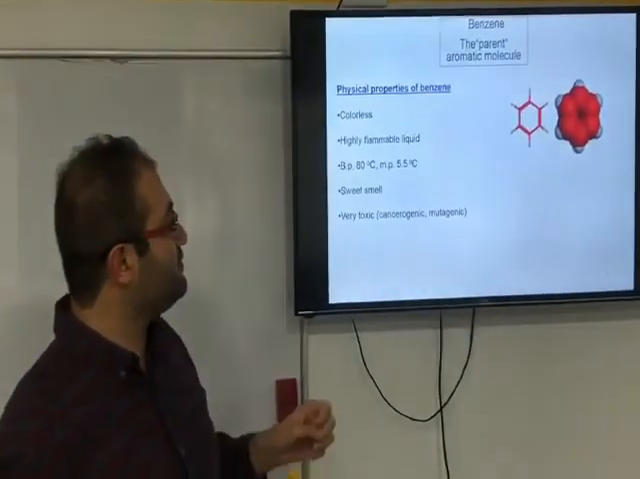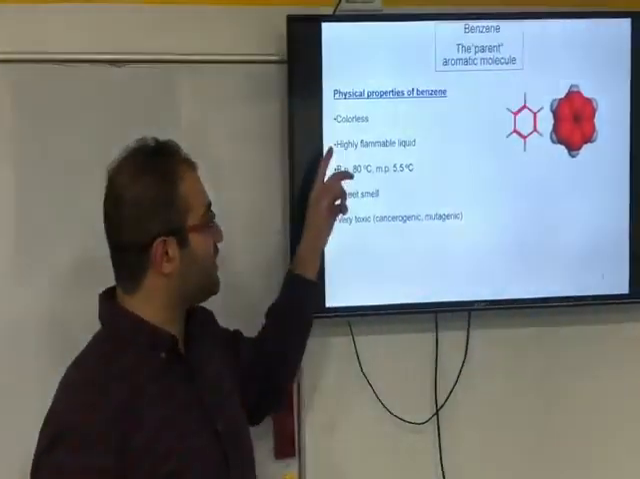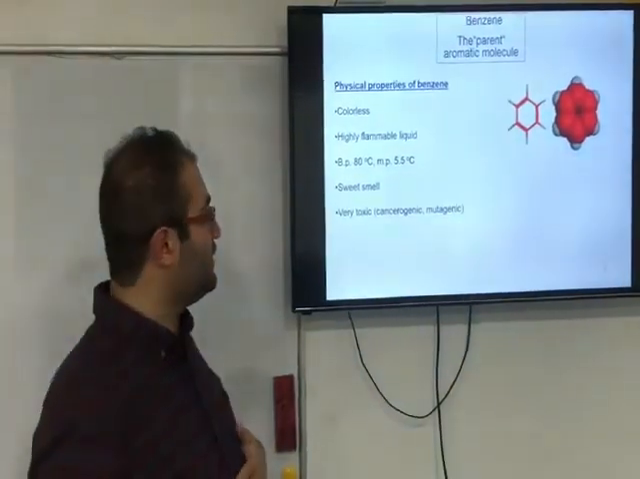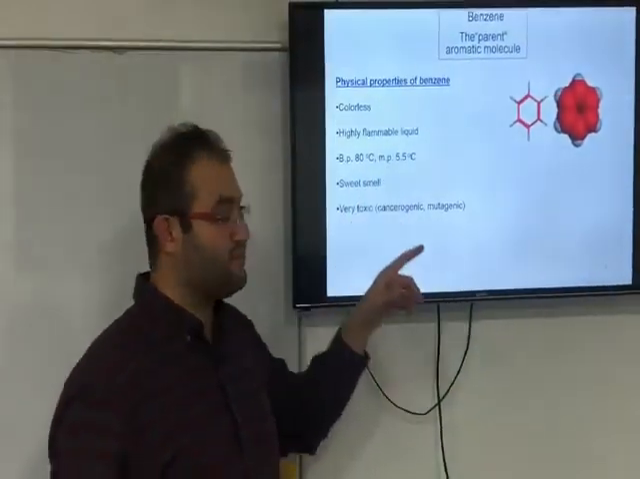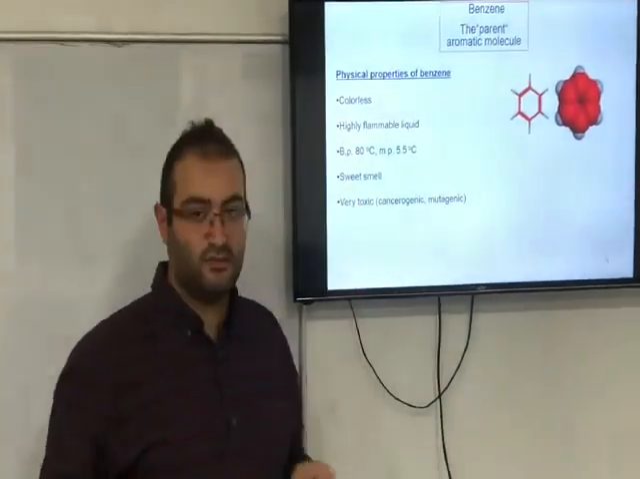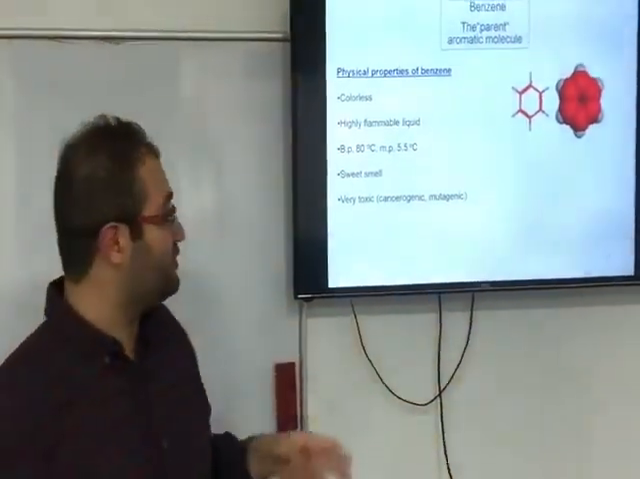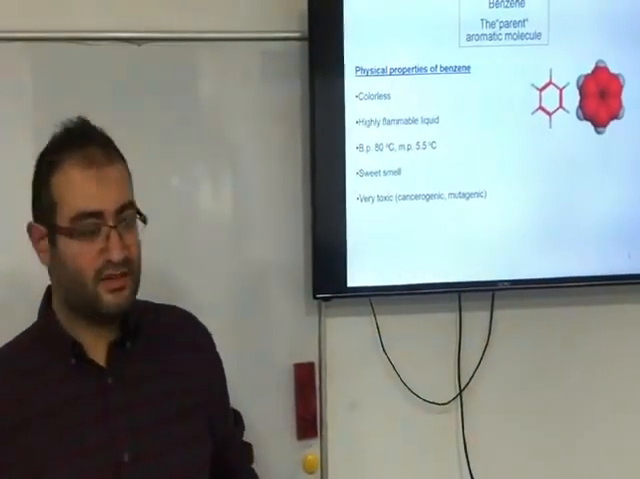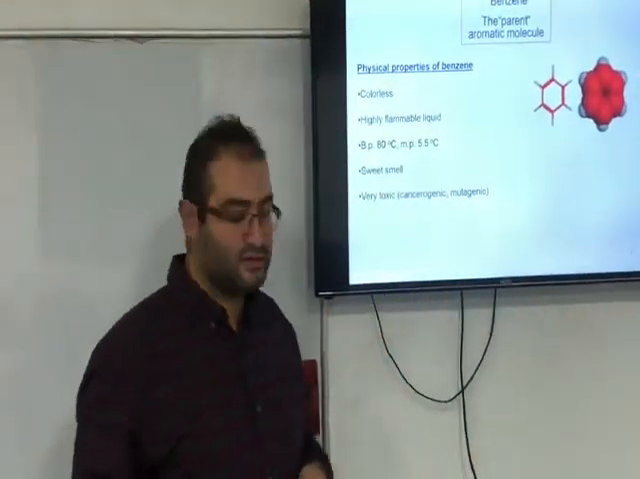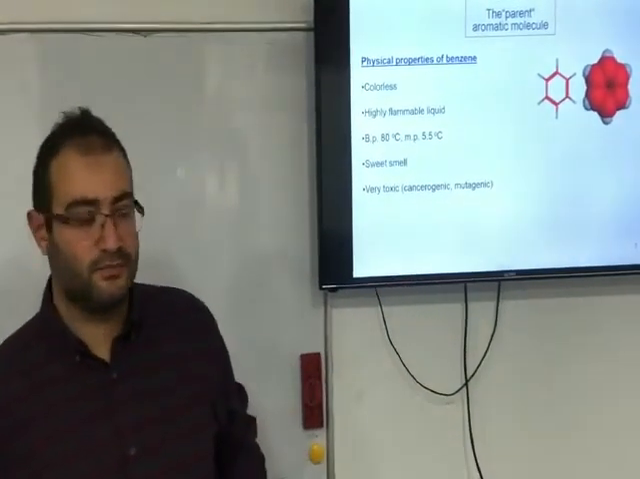So benzene, for the physical properties, it's a colorless liquid. It's highly flammable. Its melting point is 5.5 degrees and its boiling point is 80, which means that at room temperature it's going to be a liquid. It has a sweet smell, and on the bad side it is highly toxic, it is carcinogenic and mutagenic.